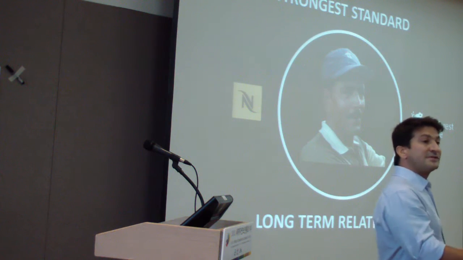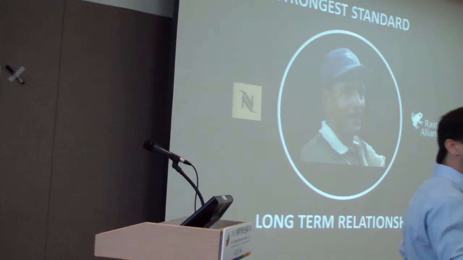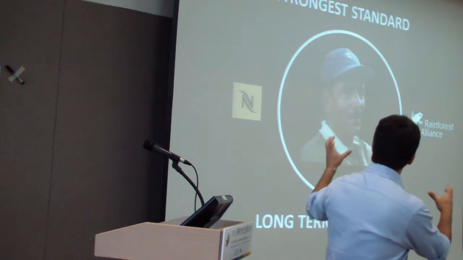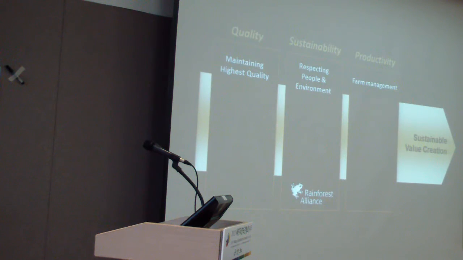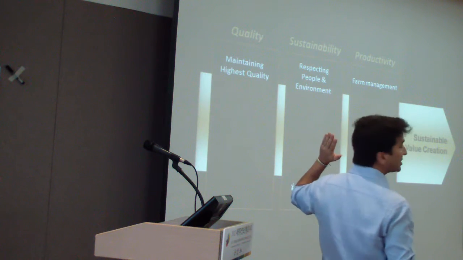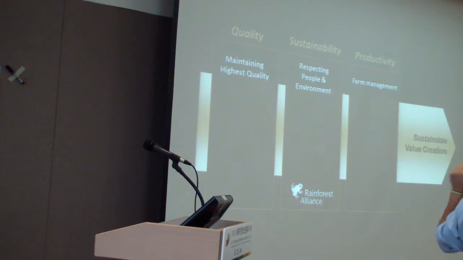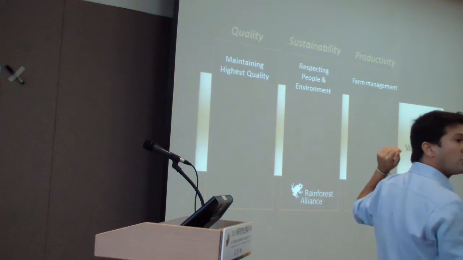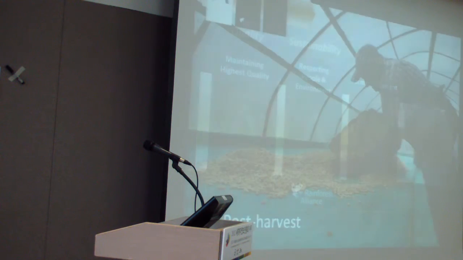We invited Rainforest Alliance to create this program because of their expertise, because of their strong standard, and we put the farmer as the center of our interest, and we decided to do long-term relationships with these farmers. From the beginning, we had a broad approach, and we took in consideration 3 pillars: the quality, the sustainability, and the productivity. And everything that we do through these pillars should create value for the farmer and for the other participants in the supply chain.